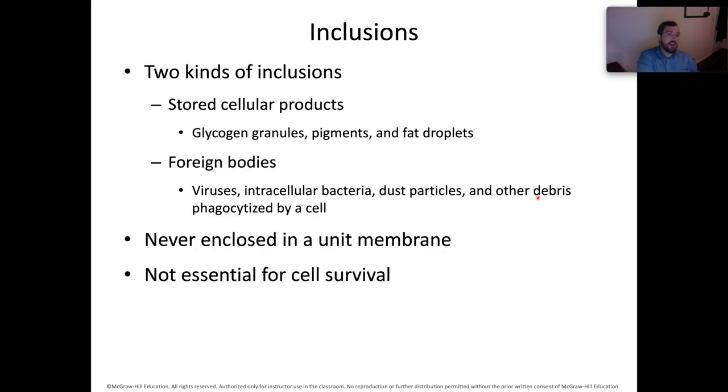Inclusions are not organelles. They're sort of just clumped up material. Two types are endogenous and foreign. The endogenous ones are stored cellular products like glycogen, pigments, and fat droplets. Foreign things can be like viruses, intracellular bacteria, dust particles, and other debris. They're never enclosed within a unit membrane, and they're also not essential for cell survival.